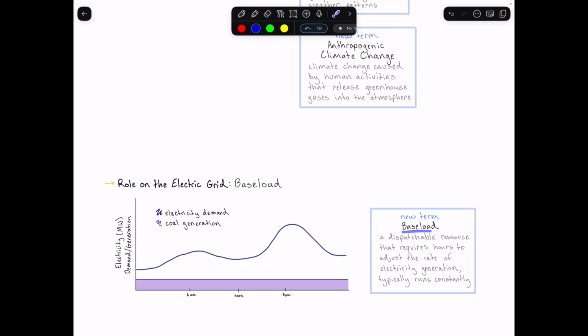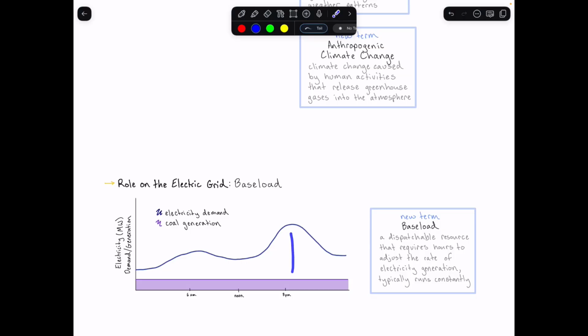And so a base load resource is a dispatchable resource that typically requires hours to adjust the rate of generation. So it is typically run constantly throughout the day. So for 24 hours a day, it's just outputting the same amount of electricity.